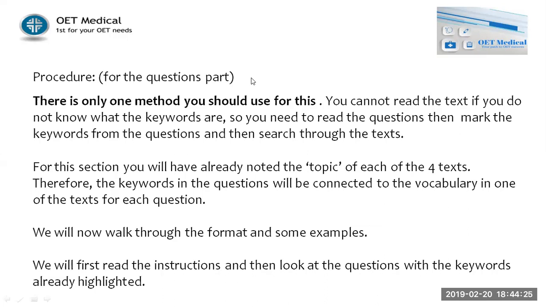Okay, again, same procedure as before. You need to read the questions first and highlight the keywords. This has been the pattern for all of these videos so far. So this basically just goes over the same thing, so you can read this section. And now we're going to look at some examples.